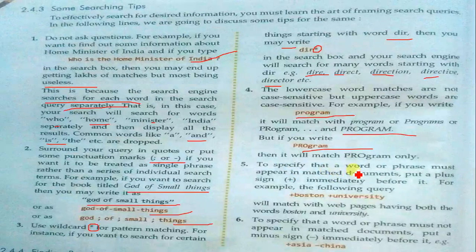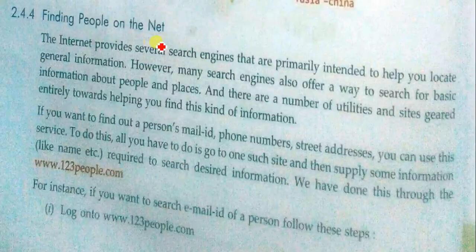To specify that a word or phrase must appear in the matching document, put the plus sign immediately before it. Example: plus Boston plus university. To specify that a word or phrase must not appear in the matching documents, use the minus sign immediately before it. For example, plus Asia minus China. So if we are searching about Asia but not including China.